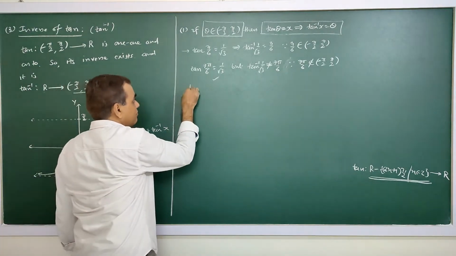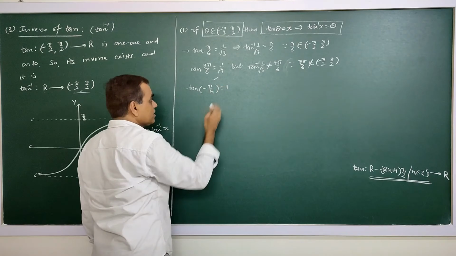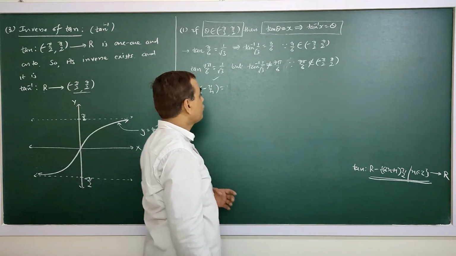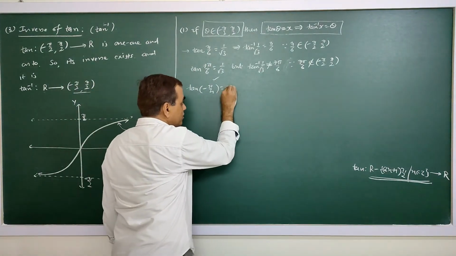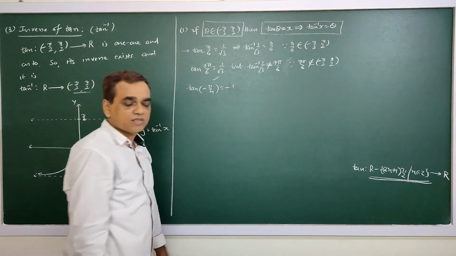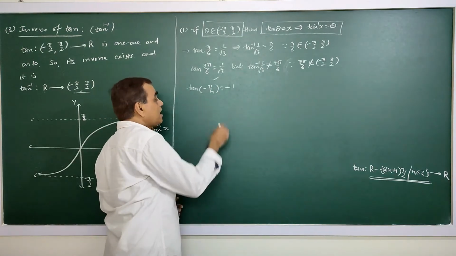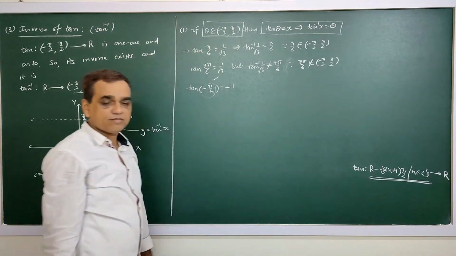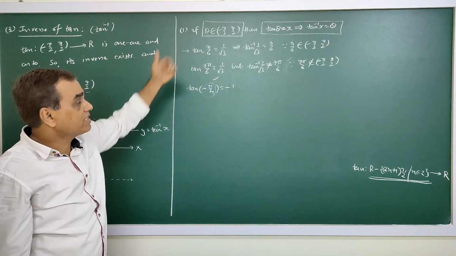Tan of minus pi by 4. Sorry, tan of minus pi by 4 is minus pi by 4 that is fourth quadrant. In fourth quadrant tan is negative, so minus tan pi by 4, that is minus 1. Tan of minus pi by 4 is minus 1. Now check, does it belong to this set? So it belongs to this set, already the number belonging to this set.